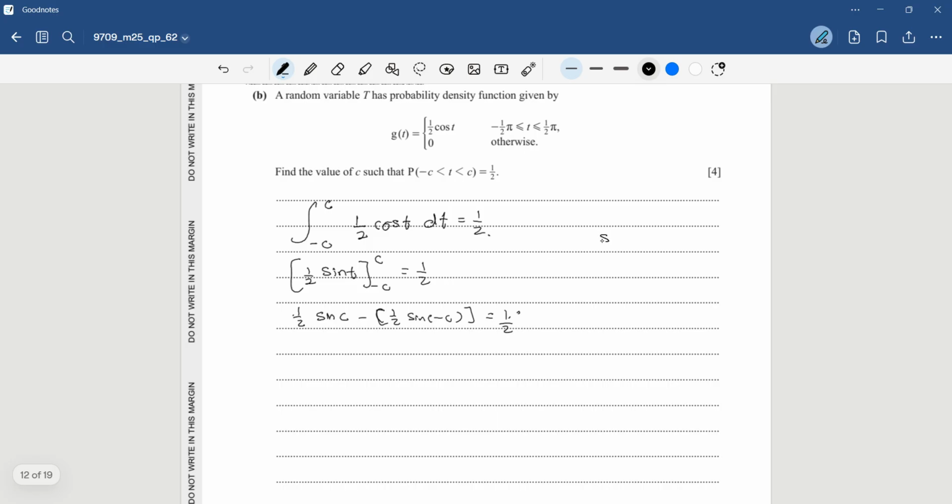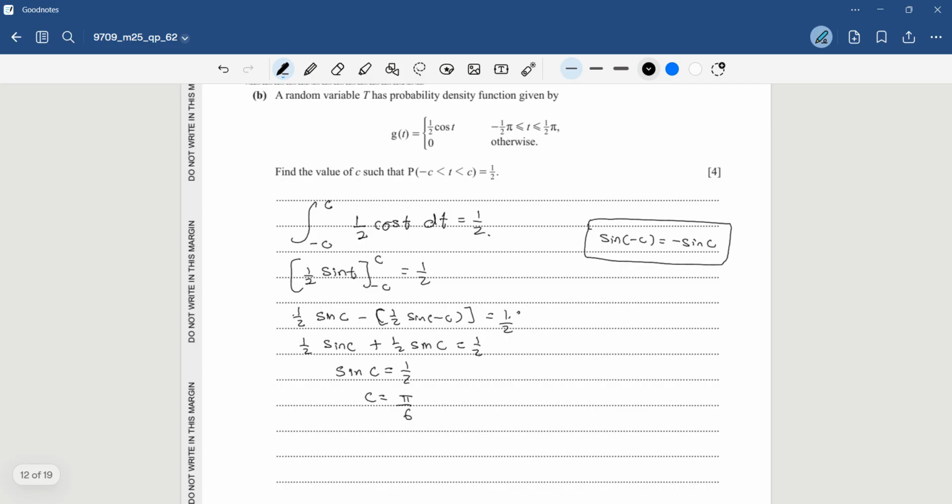Okay, so remember, sine negative c equal to negative sine c. So it's going to be 1 over 2 sine c plus, because negative becomes positive, 1 over 2 sine c equal to 1 over 2. So sine c equal to 1 over 2, and c will be, shift sine, pi over 6. You just need to know this idea. If you don't know this idea, then you cannot solve this question. You must know that sine negative c equal to negative sine c.